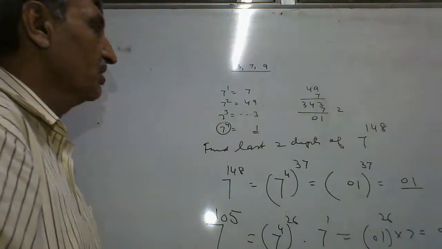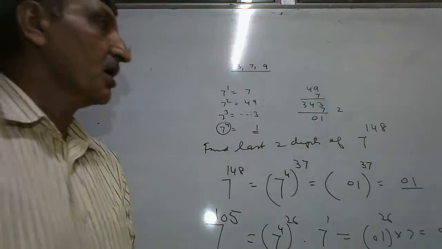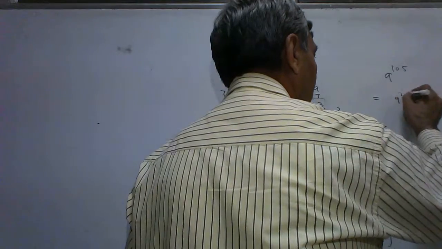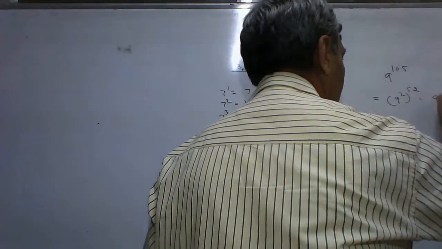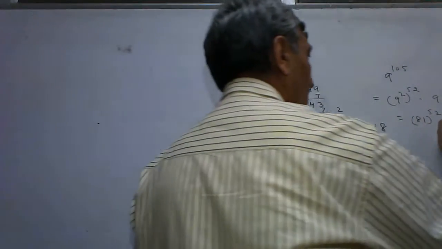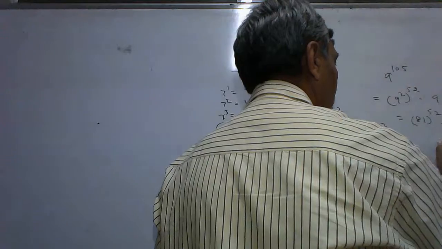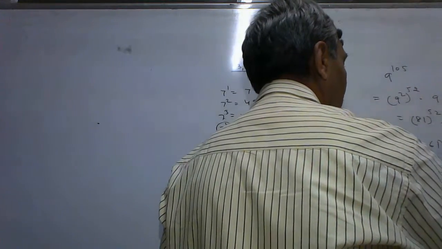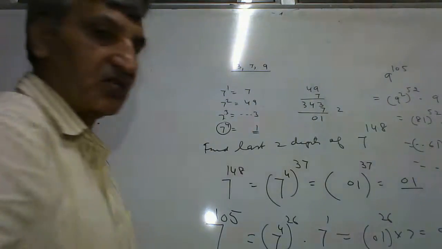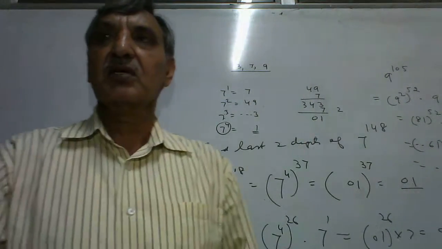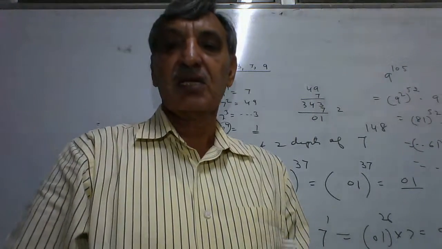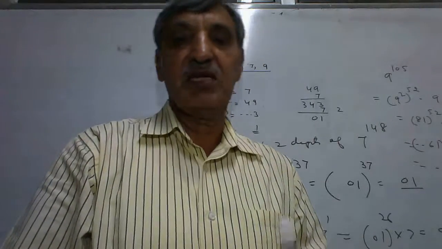How can we find it for 9 in this case? Now 9 raised to the power 105. 9 squared is 81. Then 81 squared gives last two digits 61, and into 9 is equal to 49. That's how we got the last two digits of this. This is how we can find the last two digits for numbers ending with 1, 3, 7, 9. The rest, 2, 4, 6, 8, we'll discuss in the next topic.